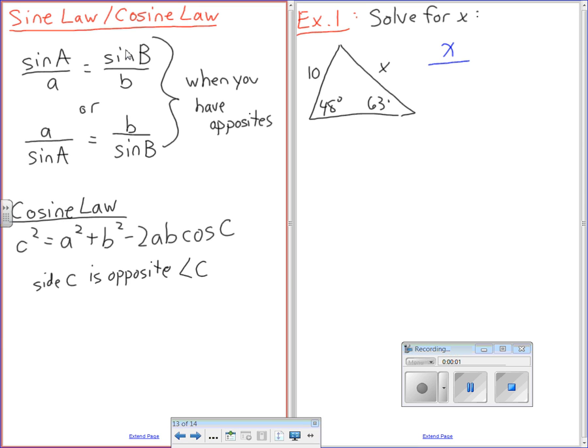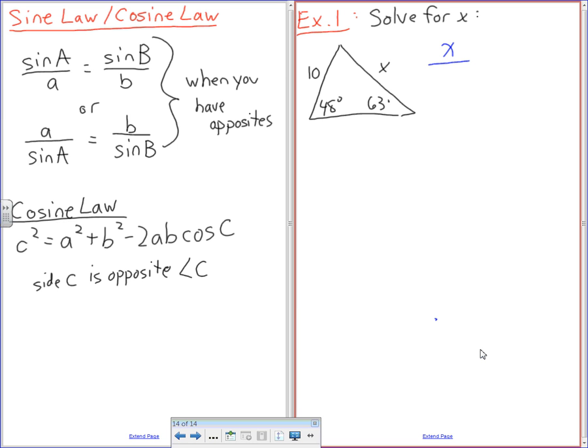When you get your question on your test, this is the way it's going to be given to you like this, okay? So if x is my side, Cassie, what's the angle related to that?